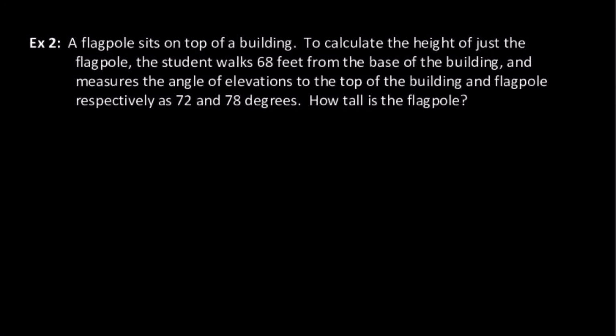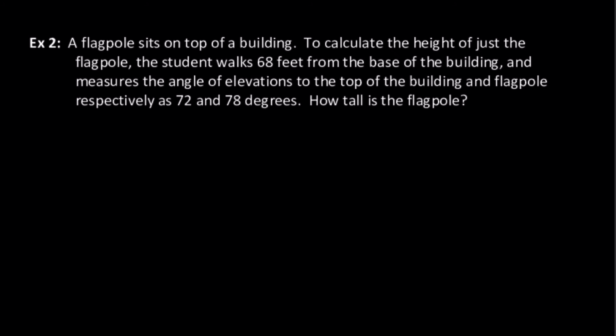Our next example is a little bit more challenging. A flagpole sits on top of a building. To calculate the height of just the flagpole, the student walks 68 feet from the base of the building and measures the angles of elevation to the top of the building and the flagpole, respectively, as 72 and 78 degrees. How tall is the flagpole?